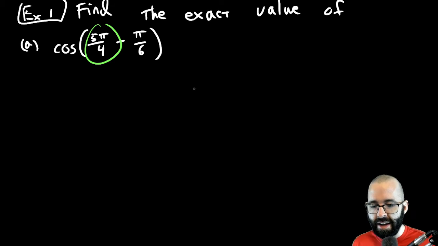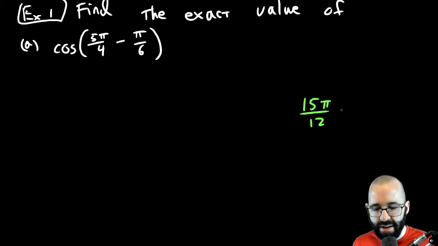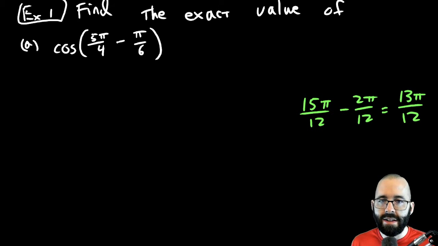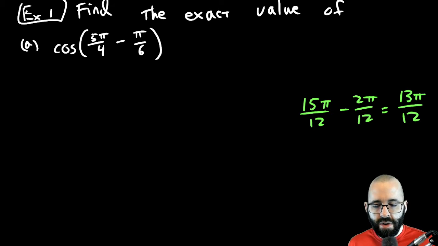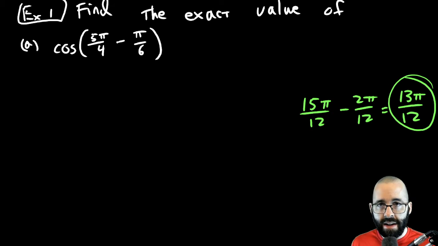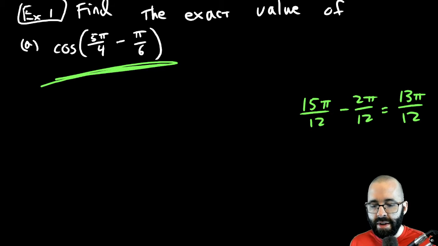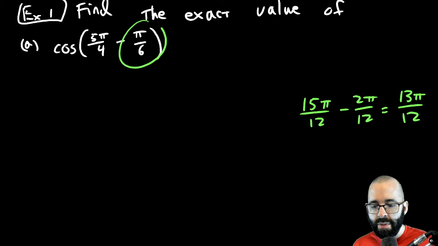Say, okay, we get a least common denominator of 12. That's going to be multiply the first one by 3, so 15 pi over 12, minus, multiply this one by 2, 2 pi over 12. It's 13 pi over 12. You may want to do this, but the problem is we don't know how to find the cosine of this angle exactly. So this form that it's written in is actually the nicer form, because we know how to find the cosine of this exactly, and we know how to find the cosine of this exactly.